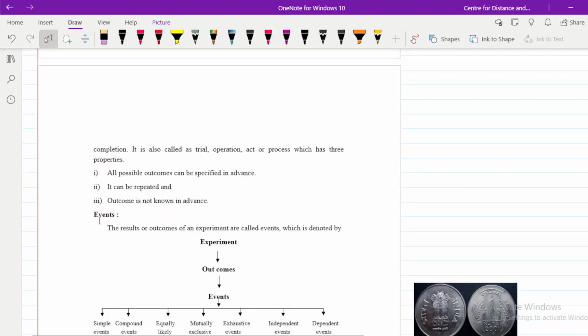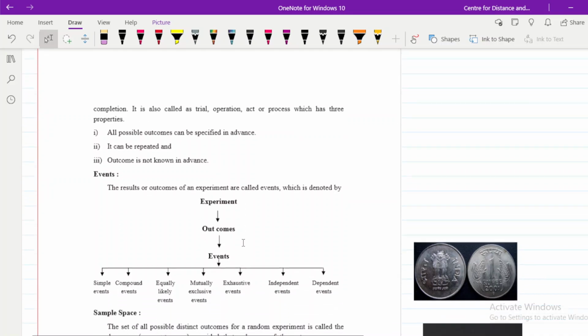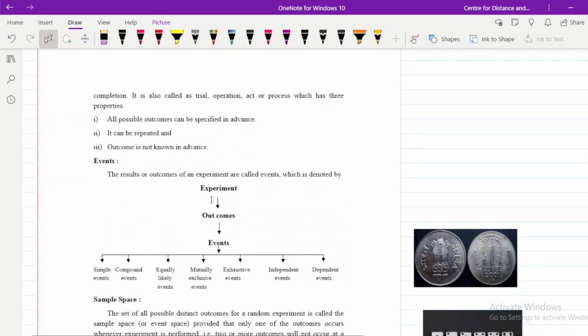Then we see events. The results or outcomes of an experiment are called events. First we have to do some experiment, then this experiment gives us an outcome, and from this outcome we get an event. There are some types of events: simple event, compound event, equally likely event, mutually exclusive event, exhaustive event, independent events and dependent events.